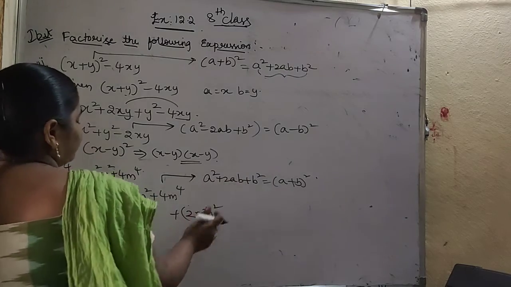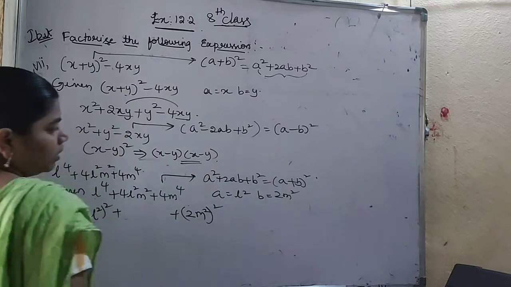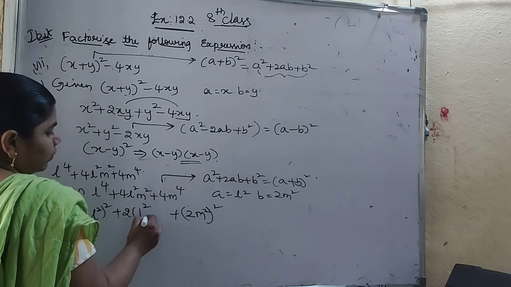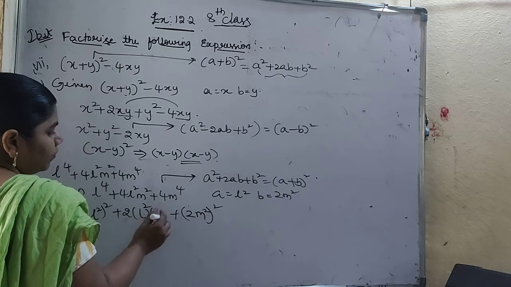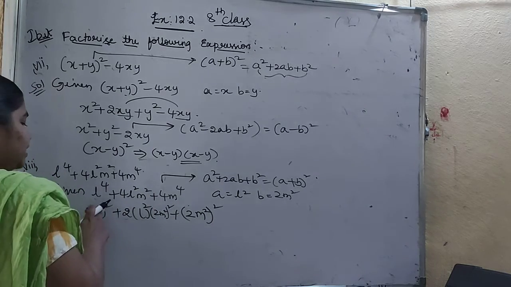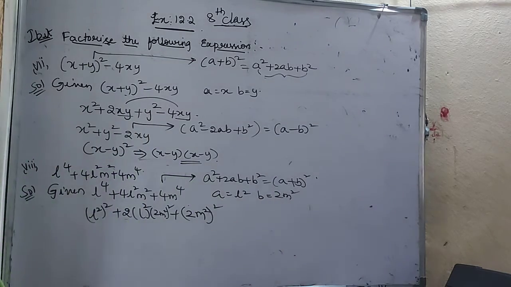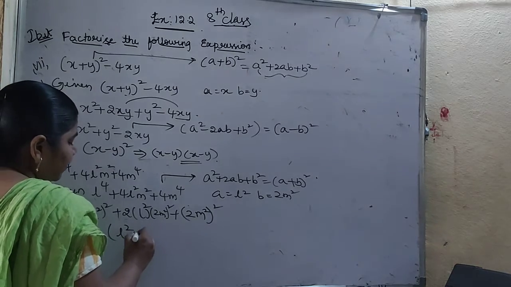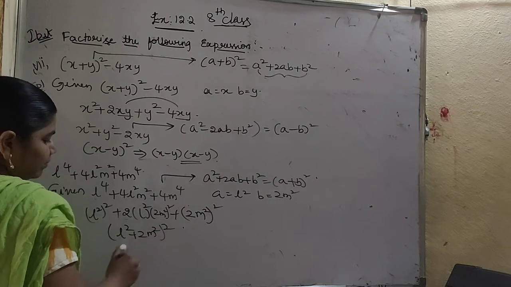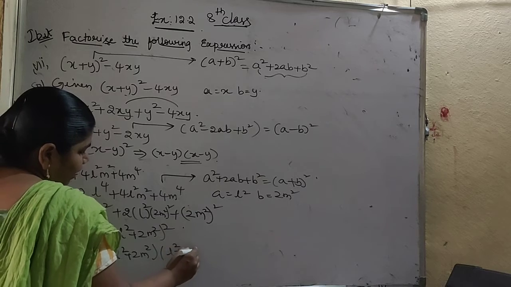Now the middle term we have to split. So the a value is L square and the b value is 2M square. Okay, we have to split here. That is, 2 is a constant value, the a value is L square and the b value is 2M square. Now this is in the form of a square plus 2ab plus b square, so we can write it in the form of a plus b whole square. That is L square plus 2M square whole square. Square is nothing but we can split into 2 times. That is L square plus 2M square into L square plus 2M square.